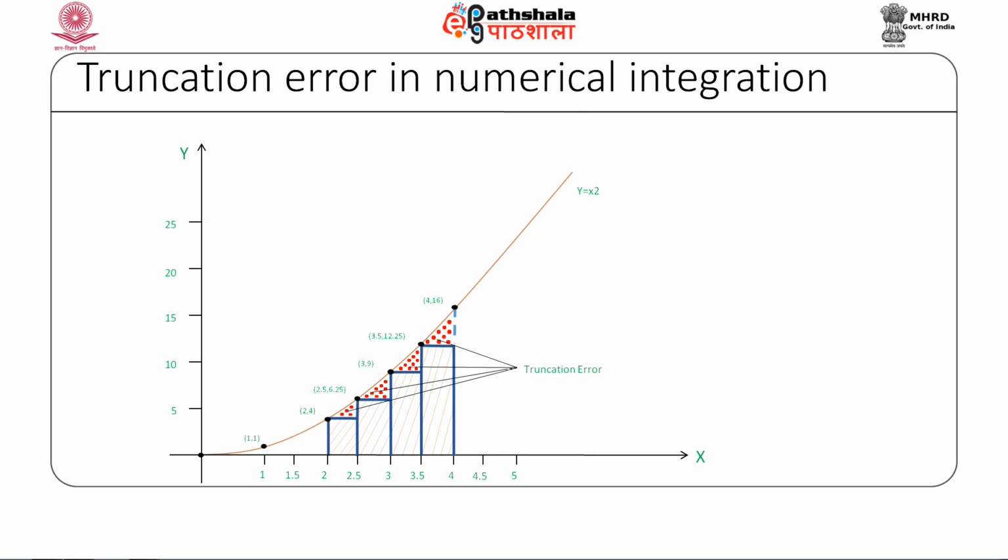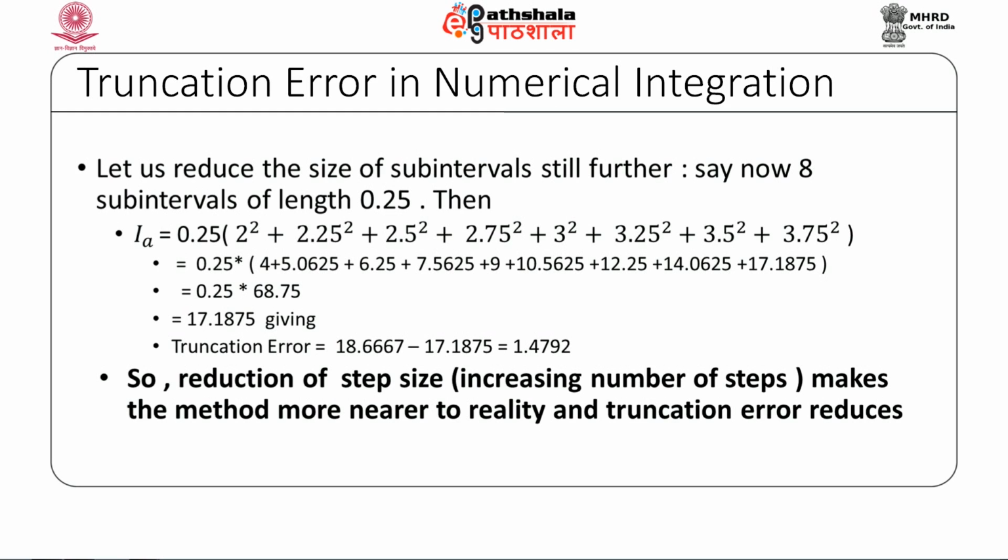So, if you look at this graph, see now 4 rectangles of width 0.5, and you can see the truncation error area has decreased. So, now we can again continue this process, we may make 8 sub rectangles and again do the same. Now, the height is 2, 2.25 square, 2.5 square, and so on up to 3.75 square, and this time the area comes out to be 17.1875. So, truncation error has further reduced to 1.4792.